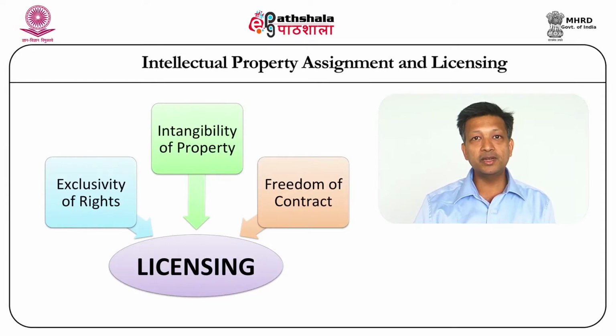So, this intangible nature of the intellectual property also aids the licensing activity, because the owner can invite n number of persons for its exploitation. The third aspect that gives impetus to the licensing activity is the freedom of contract. The law permits the owner to freely contract out his property. This freedom of contract also aids in the licensing activity.